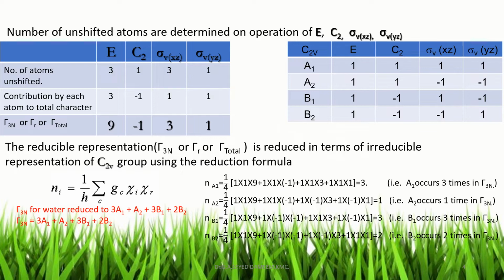That means A1 occurs in the reducible representation 3 times. Similarly, N A2 is equal to 1, that means A2 occurs 1 time in gamma 3N, the reducible representation. And N B1 is equal to 3, that means the B1 representation occurs 3 times in gamma 3N. And N B2 is equal to 2, that means B2 occurs 2 times in gamma 3N. Now the gamma 3N for the water molecule is reduced to 3A1 plus A2 plus 3B1 plus 2B2. That is, gamma 3N is equal to 3A1 plus A2 plus 3B1 plus 2B2.